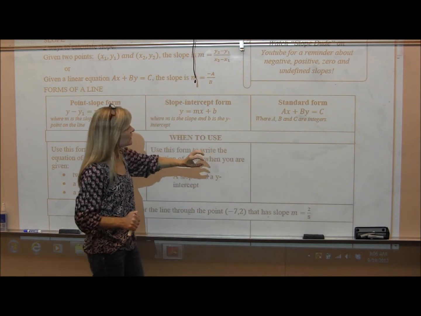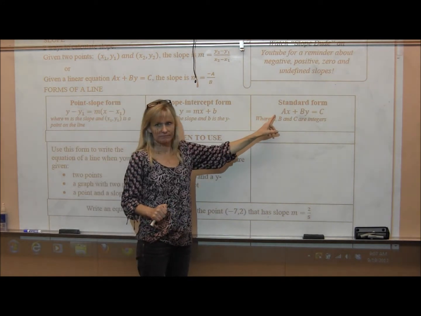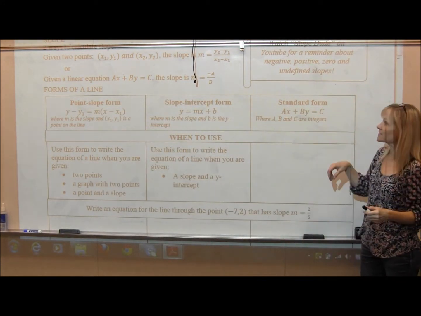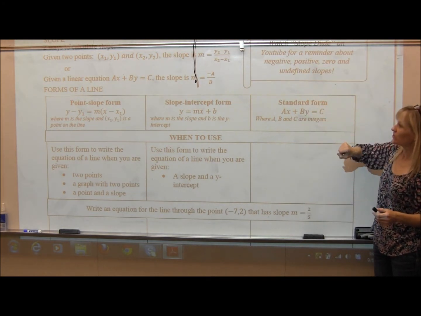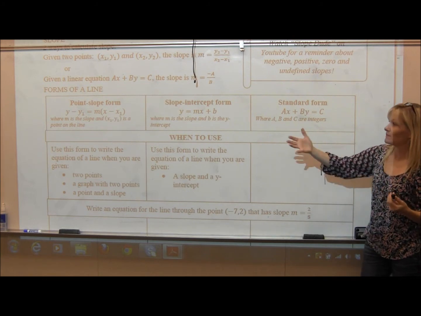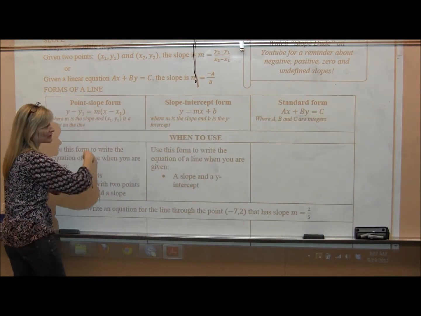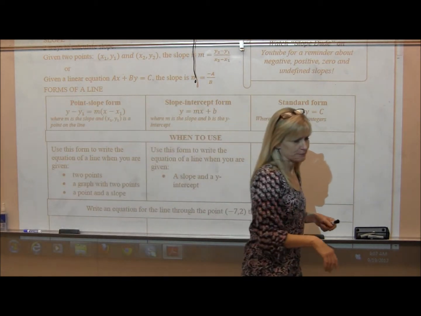usually what you do is you'll start with one of these and then convert it to this one. Okay? So a lot of your homework and probably some of your test and your worksheet says write the equation in standard form, and they'll give you maybe a point and a slope. So you start out in this form and then convert it to that form. And we're going to do some examples of that right now.